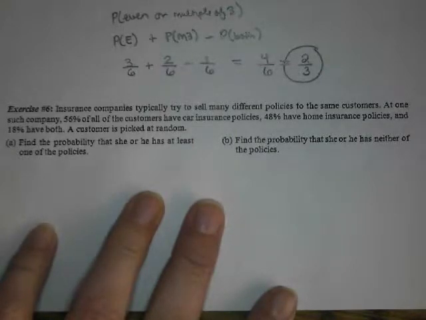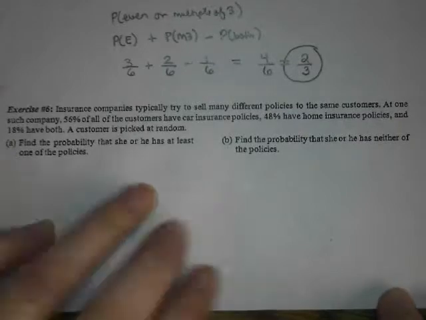Okay, we need a visual. What visual is going to be helpful here? Venn diagram, okay? Visuals are huge in probability. So give yourself a Venn diagram.